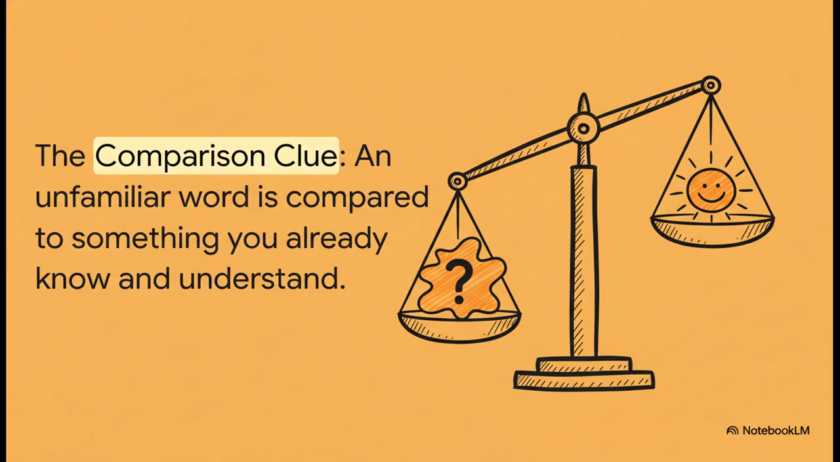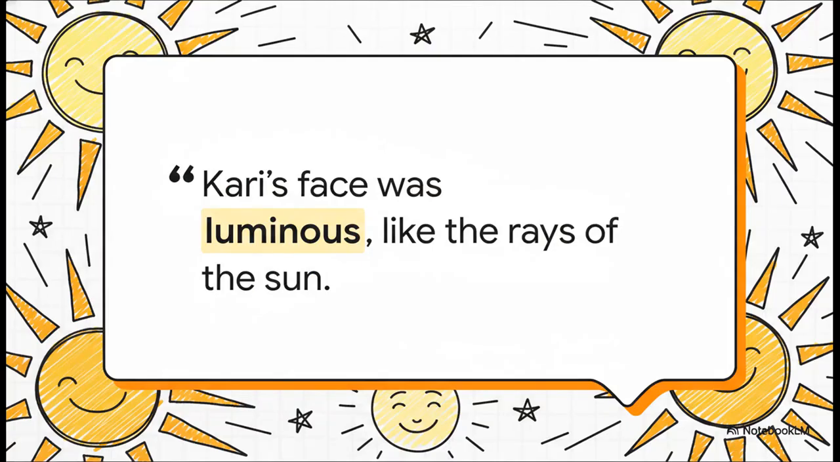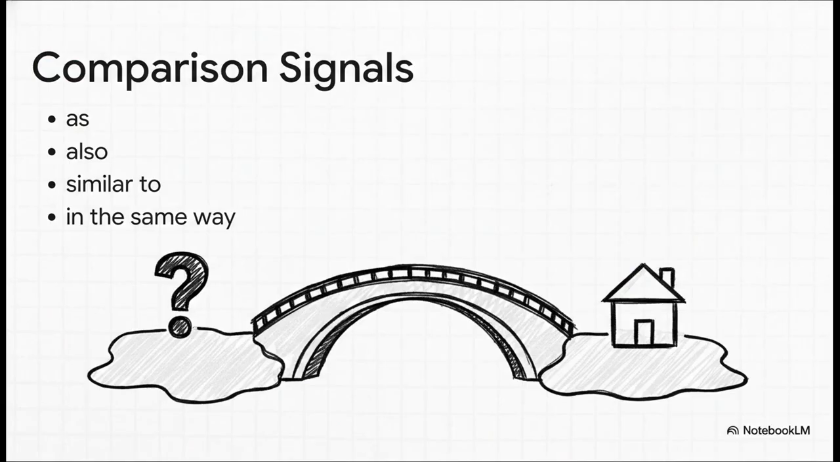All right, our third tool is a really clever one, the comparison clue. This is where the writer links an unknown word to something you do know, something familiar, to help you make a connection. So, maybe you don't know what luminous means, but I bet you know what the rays of the sun look like, right? By saying her face was like the sun's rays, the author paints this amazing picture. We instantly get it. Luminous means something bright, glowing, just full of light. The big ones here are, of course, as and like. But you'll also see things like similar to or in the same way. I like to think of these words as a little bridge connecting the new word to an idea that's already safe and sound in your brain.